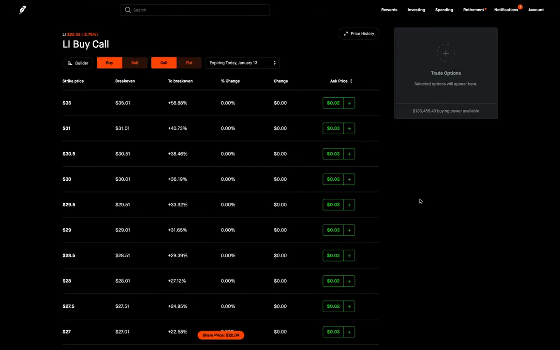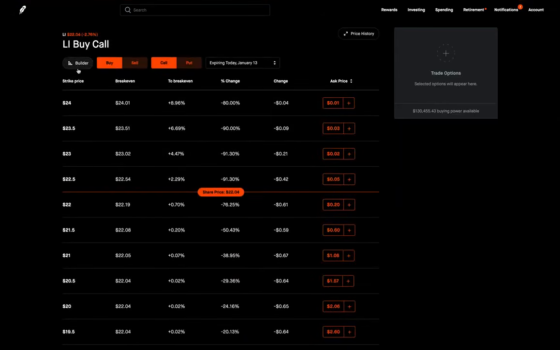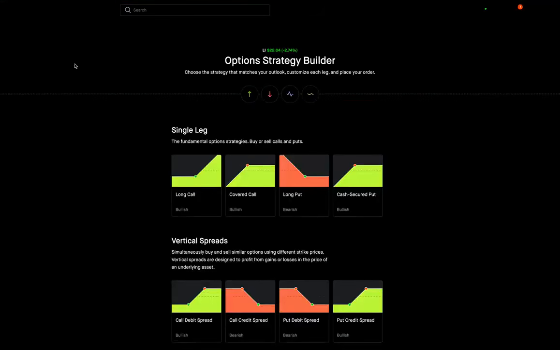I want to go to the top left and find this button that says Builder on it, and click on that. This is going to take me to Robinhood's option strategy builder, as you can see from the name right here. The first thing you want to do is look at the top and make sure that you did indeed select the correct stock. You would not want to enter a strategy on the wrong stock or ticker symbol. As you can see, we do have LI, or Li Auto, selected here.